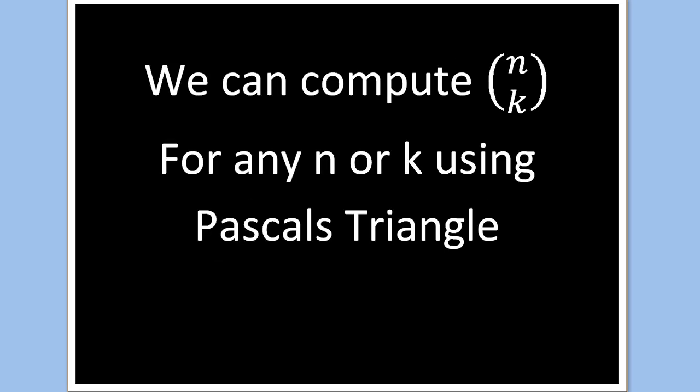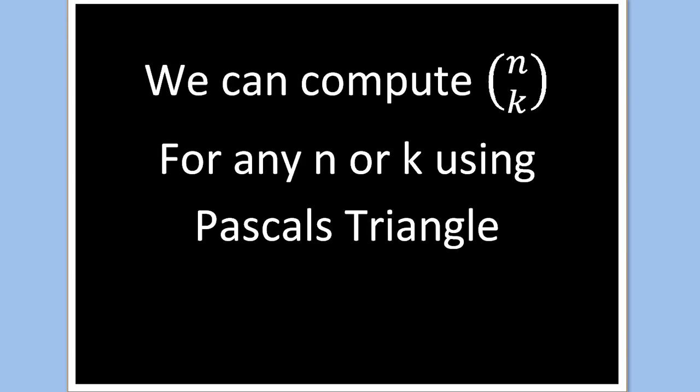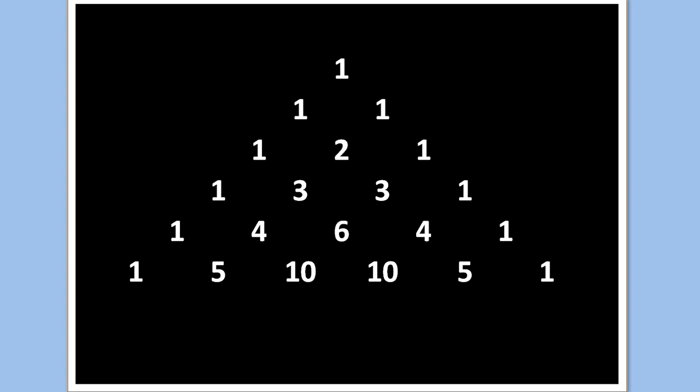Another thing we can do is we can compute n choose k, for any n or k. So n is the row and k is the distance from the left. Example, 4 choose 2 is 6. And we can do that on the triangle. So let's go and have a look at the triangle again. 4 choose 2.